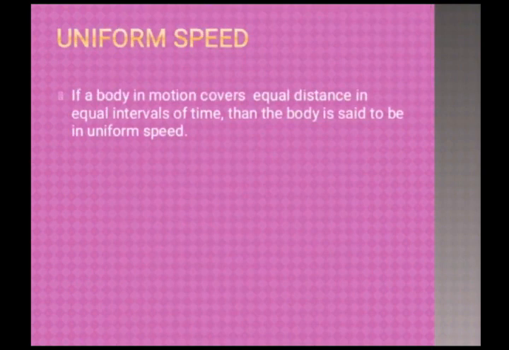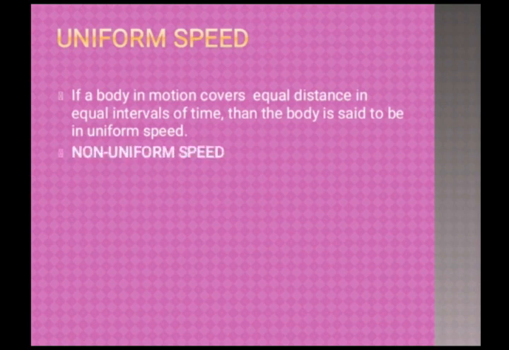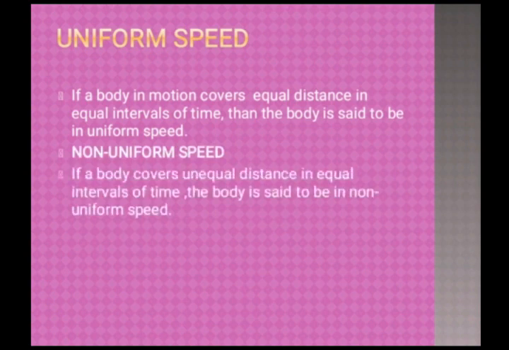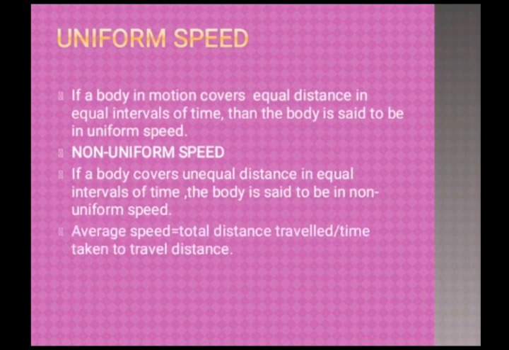First, uniform speed. If a body in motion covers equal distance in equal intervals of time, then the body is said to be in uniform speed. And next, non-uniform speed. If a body covers unequal distance in equal intervals of time, the body is said to be in non-uniform speed. Average speed is equal to total distance travelled divided by time taken.